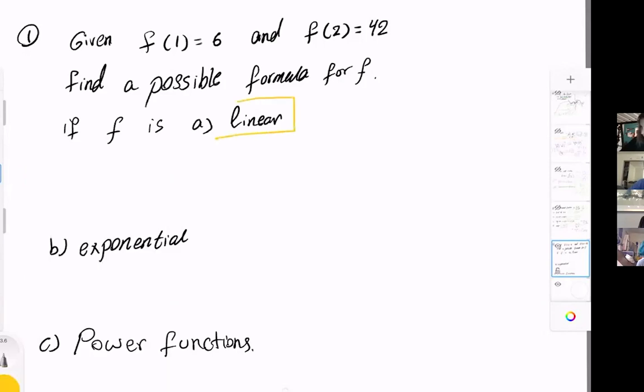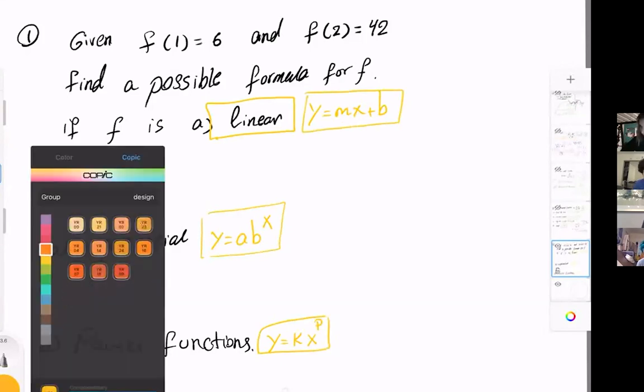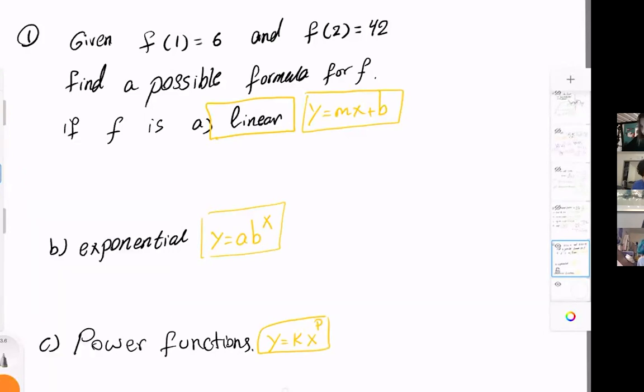So linear means y equal to mx plus b. Exponential, we have y equal to a times b to the power of x. Power functions was y equal to k x to the power of p. So you need to come up with those equations. Not a good color, actually. So what do we have? We have (1, 6) and (2, 42). Good. f of 1 equal to 6. I mean, x equal to 1, y equal to 6.